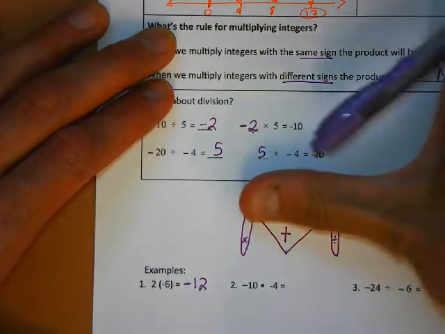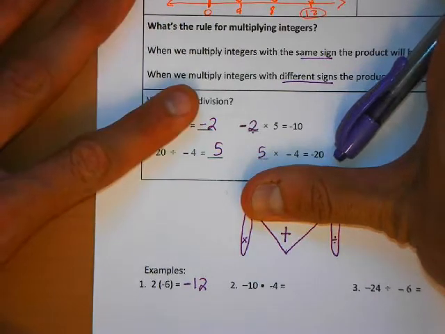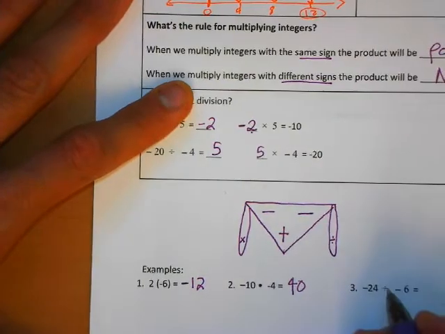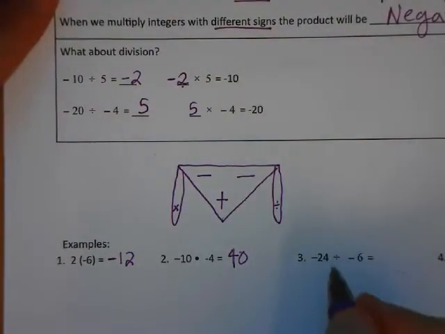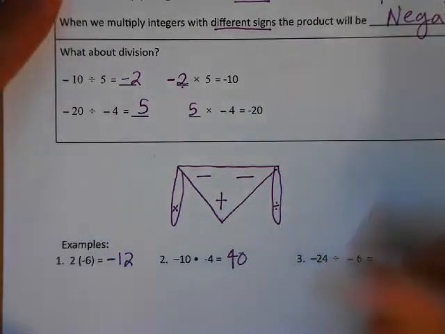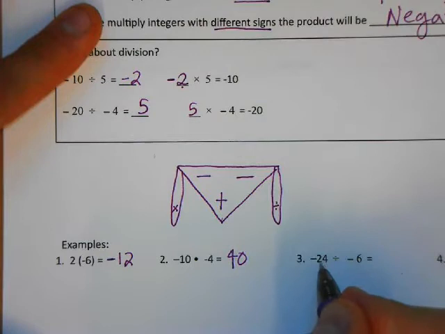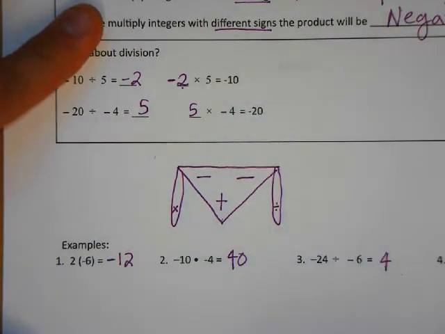Well, they have the same sign. When I cover up those two negatives, I get a positive. 10 times negative 4 is 40. Negative 24 times negative 6. Well, they have the same sign. Cover that up, and it's a positive. And now I'm doing division, so 24 divided by 6 is 4.